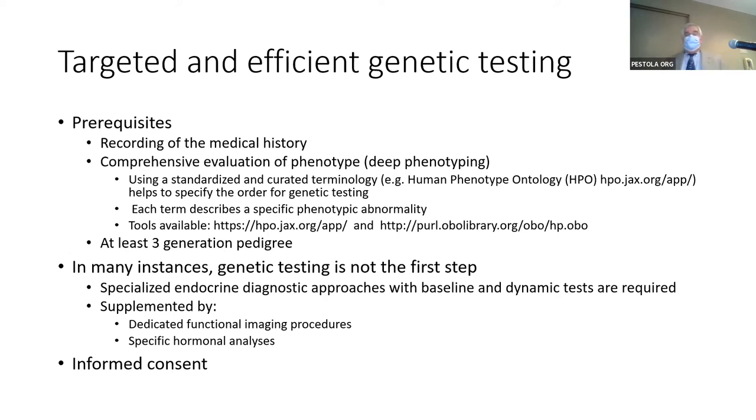In the ontology, each term describes a specific phenotypic abnormality. So it's a one-to-one mapping, which makes it real easy for doing artificial intelligence-based filtering.